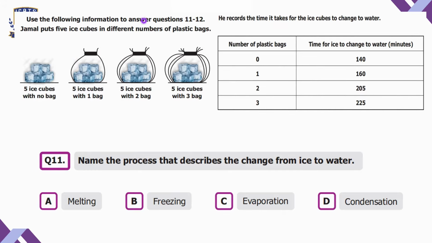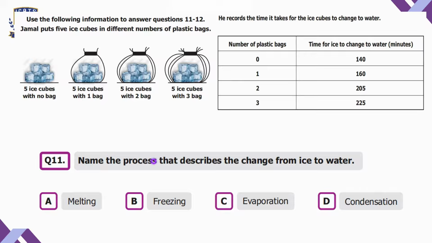Use the following information to answer questions 11 and 12. Jamal puts 5 ice cubes in different numbers of plastic bags. He records the time it takes for the ice cubes to change to water. So the number of plastic bags is 0, then the time for ice to change to water is 140 minutes. When he used one plastic bag, the time was 160 minutes. Then for 2 plastic bags, the time is 205 minutes. And for 3 plastic bags, the time is 225 minutes.